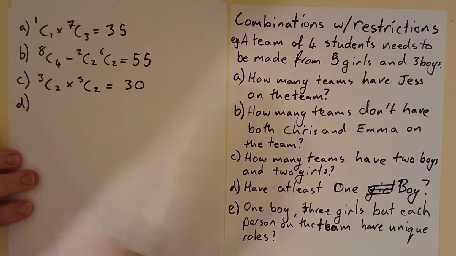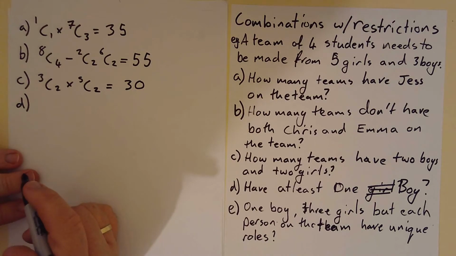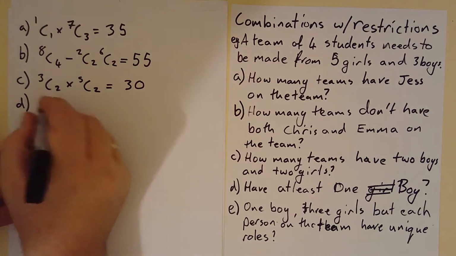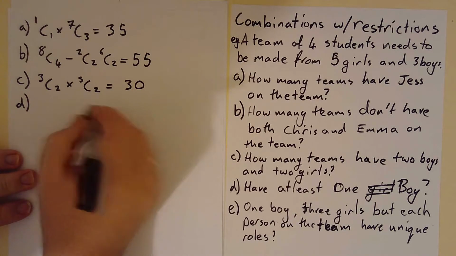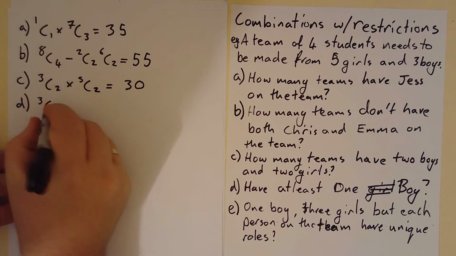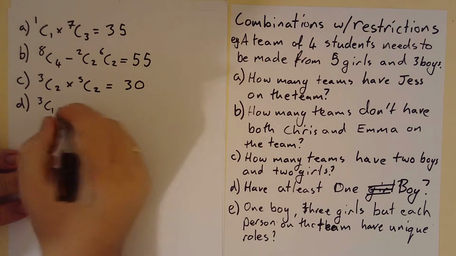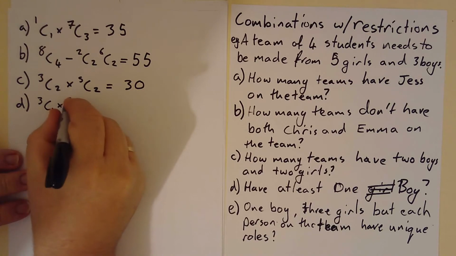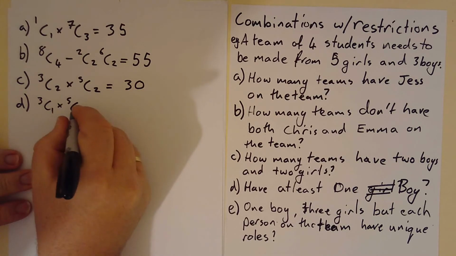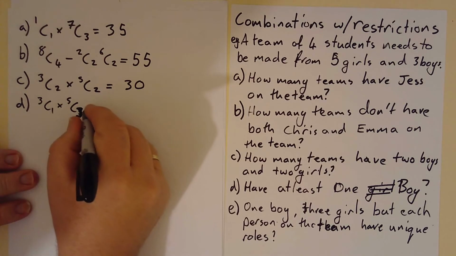D, have at least 1 boy on them. Well, here we could have 1 boy, or 2 boys, or 3 boys. We can't have 4 boys because there aren't 4 boys. So we've got ors there, so we need to add these together. If there was 1 boy, that would be that. But we do still need to make the rest of the team. So there's going to be 3 girls, so out of the 5, we need to choose 3 girls.